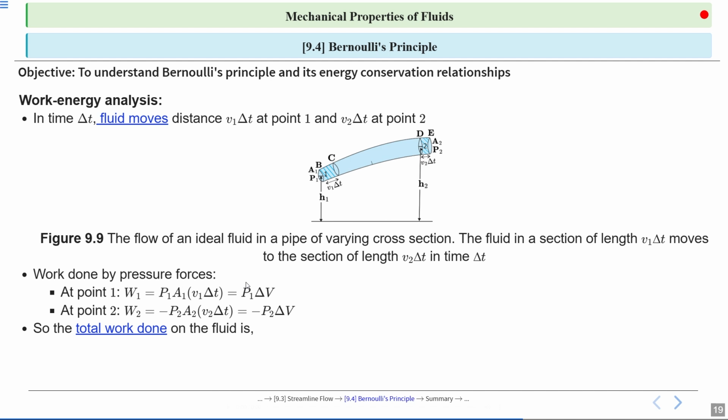So if we add up the work done at both ends, the total work done on the fluid is the difference between the work at point first and point second. This total work is what actually changes the energy of the fluid as it moves through the pipe. So putting it all together, the total work done is W equals P1 minus P2 into delta V. This formula tells us that the net work depends on the difference in pressure and the volume of fluid moved.